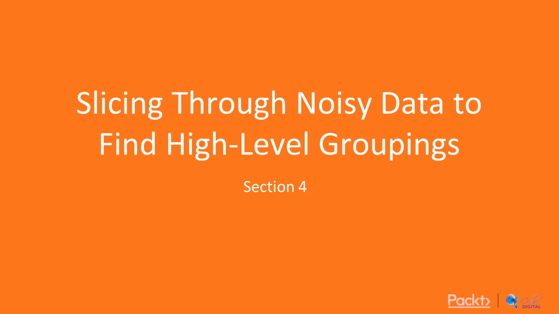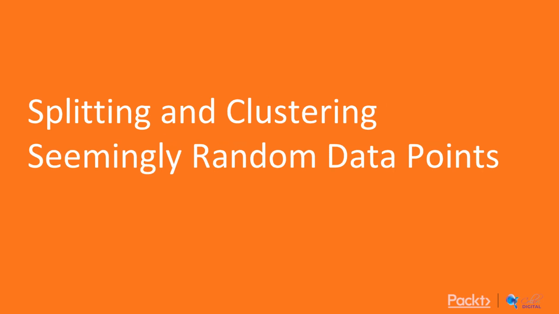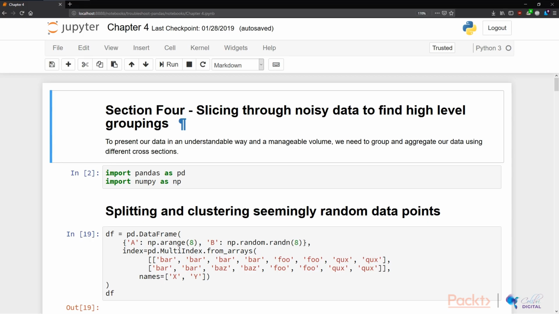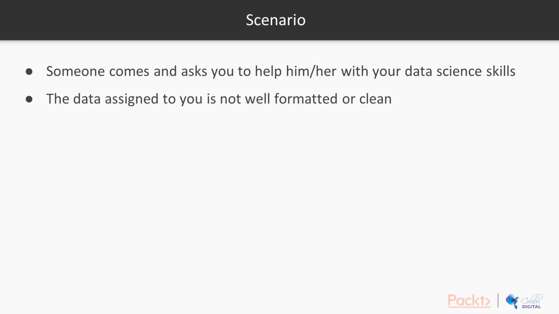We're in a new chapter, slicing through noisy data to find high-level groupings, and in this video we're going to talk about splitting and clustering seemingly random data points. Let's dive right in. We are in Jupyter Notebook, and we're currently on Chapter 4's notebook. In this section today, we're going to talk about slicing through noisy data to find high-level groupings. So what does that mean?